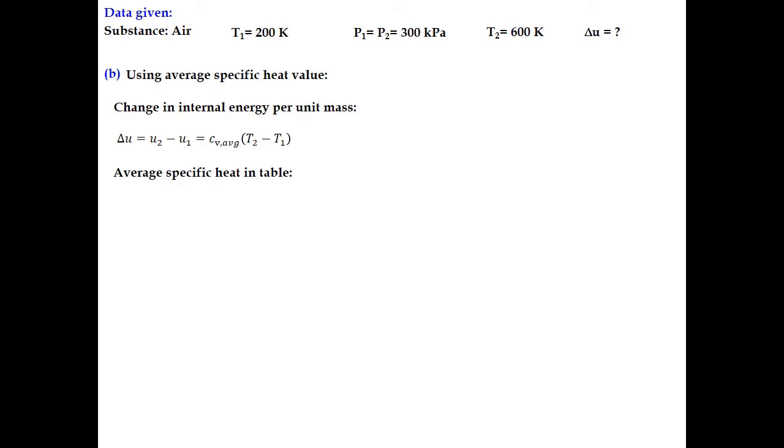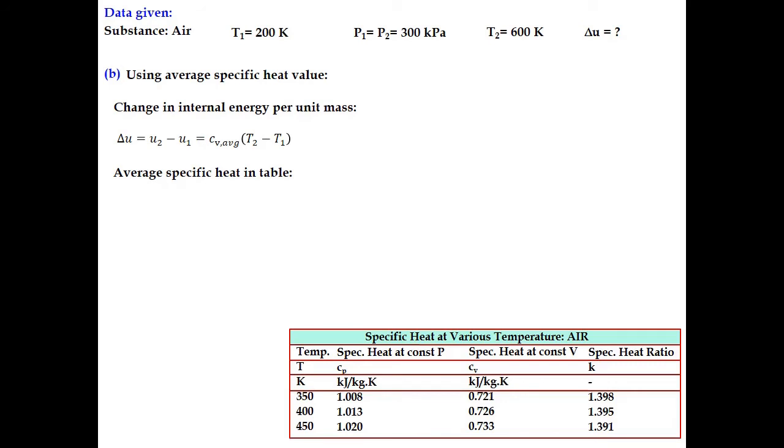Now, in order to use the equation, you need to know the Cv average value for air. To get the data, you need to refer to the specific heat table for specific gases or ideal gases. For this case, you need to refer to the Cv average value for air. Okay, so here we have the specific heat at various temperatures for air.